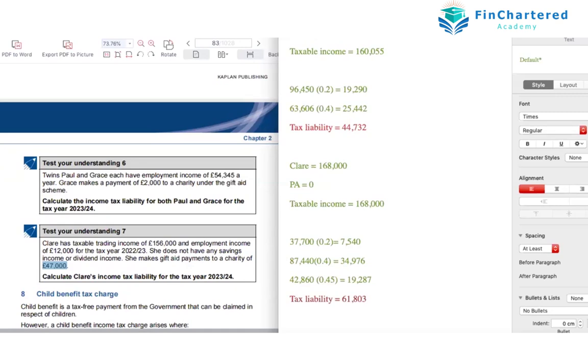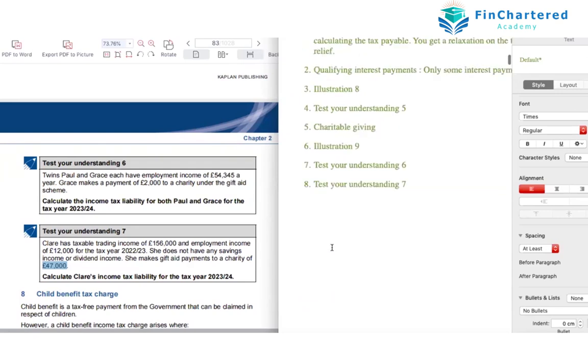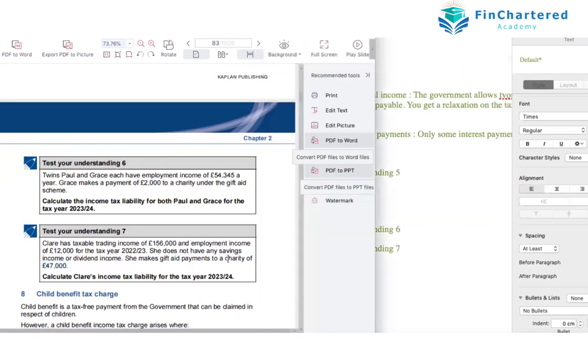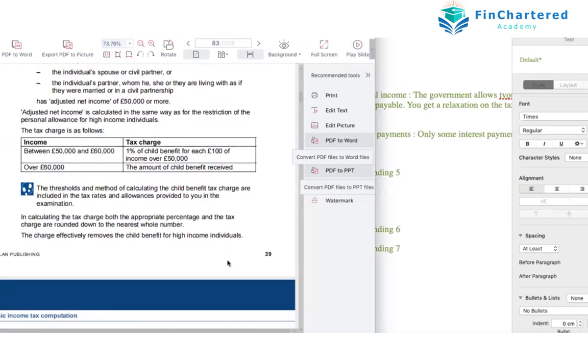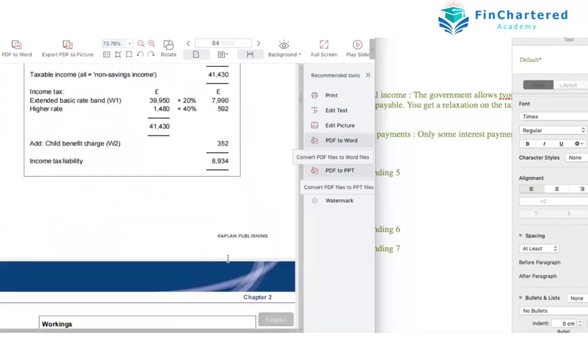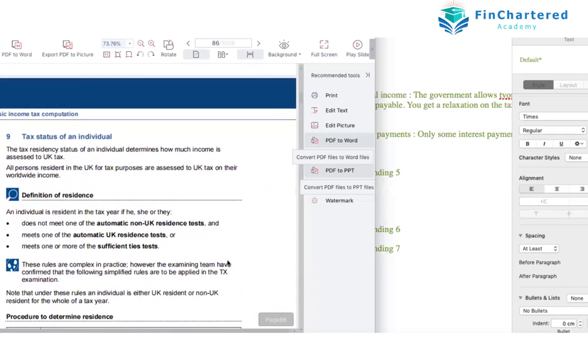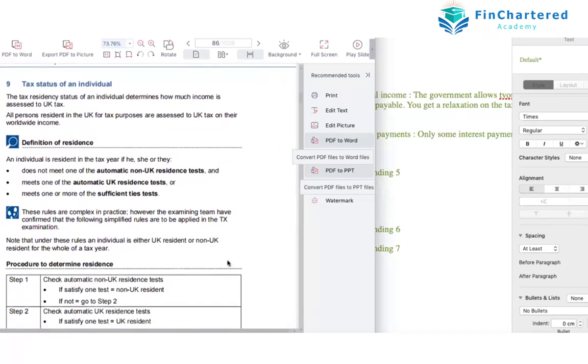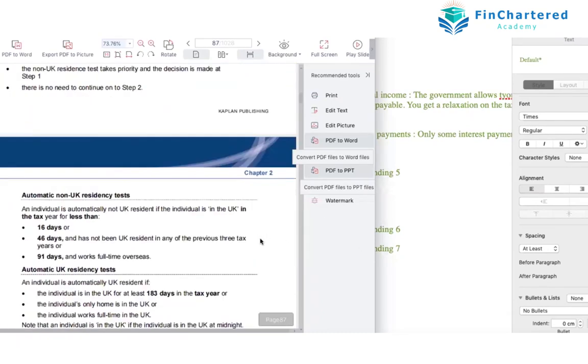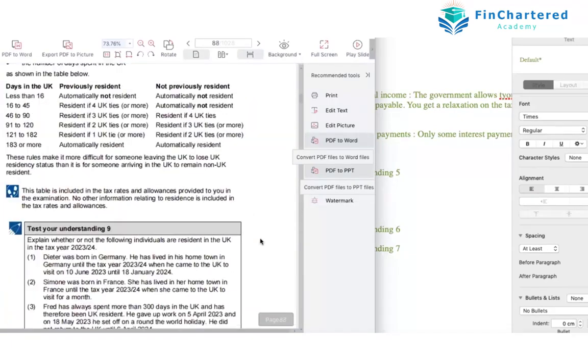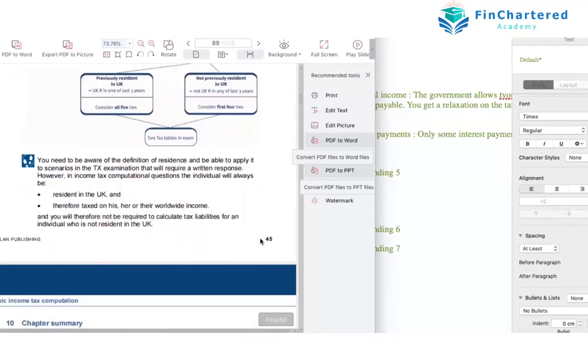Right? So again, test your understanding. 7 is clear, Aditya, now. Now, child benefit tax charge we had already calculated in the earlier class, so I'm not going to do that. Now, this is the last topic of this specific chapter, if I'm not mistaken. Yes.